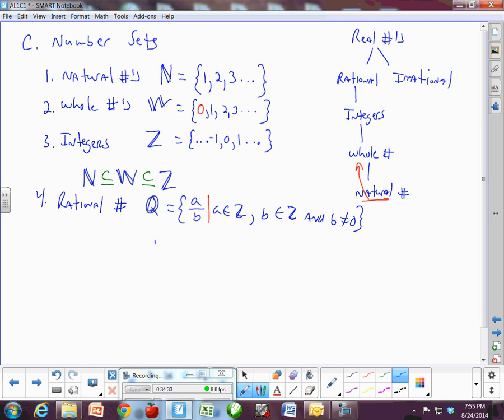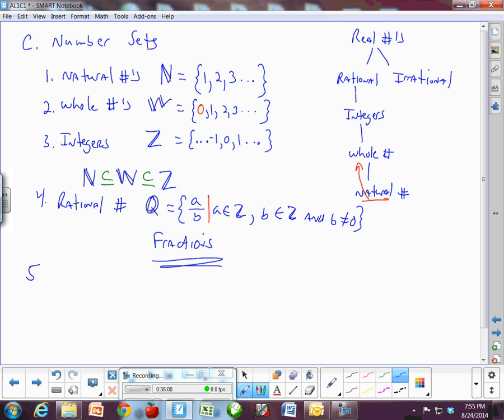Here's what they're saying: fractions. That's what the rational numbers are. Anything that can be listed as a fraction are the rational numbers.